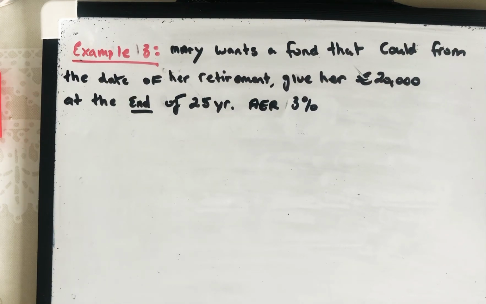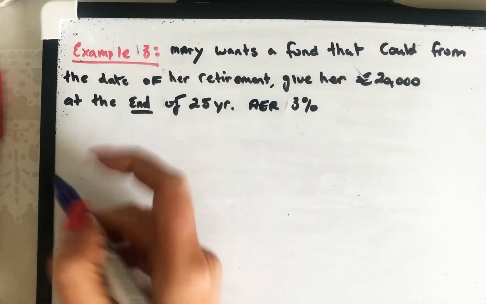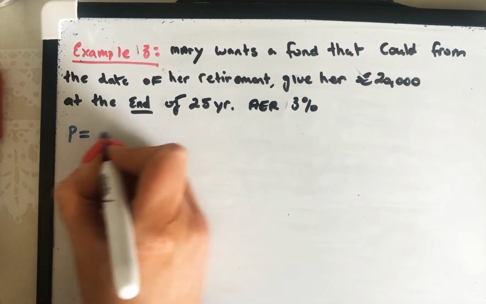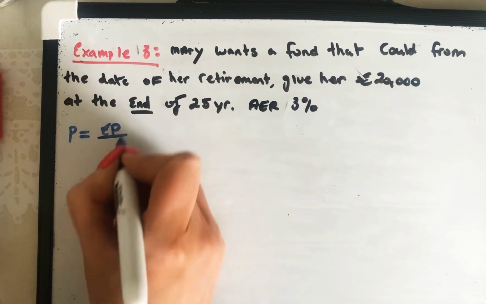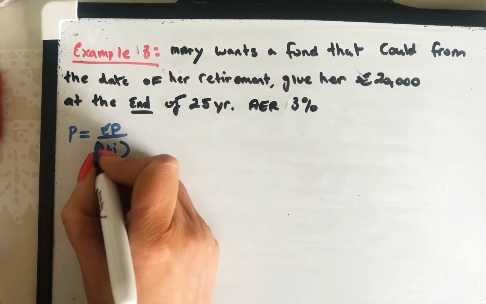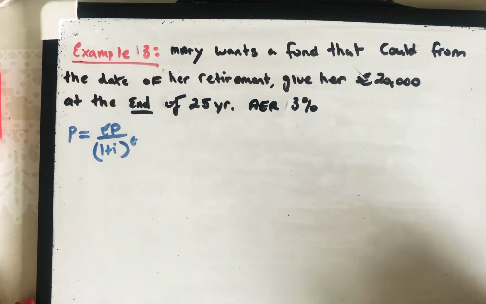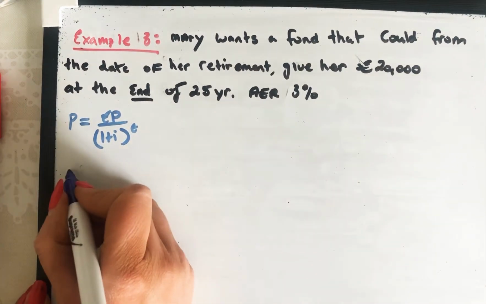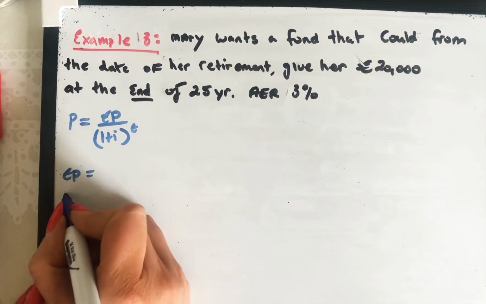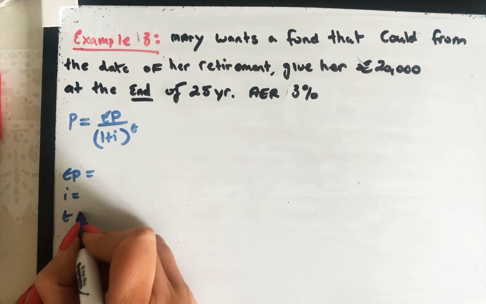So here we have Mary wants to fund a pension that, from the date of her retirement, will give her €20,000 at the end of each year for 25 years, AER of 3%. So we start off by writing out our formula for our pension. P is equal to P euro over 1 plus I to the power of T. And from this we're going to deduce what is our P euro, what is our I, and what is our T.